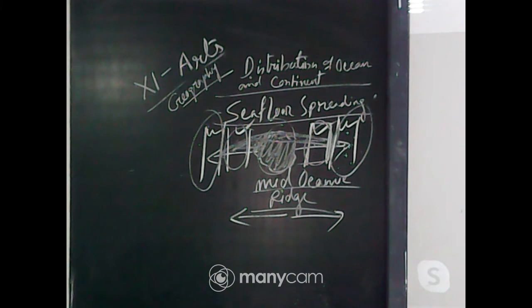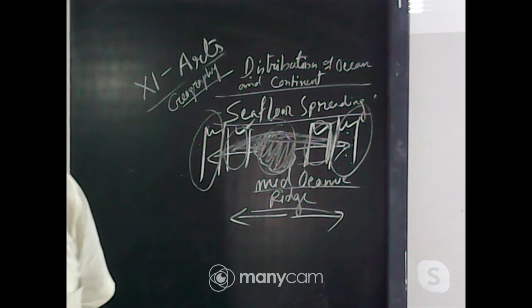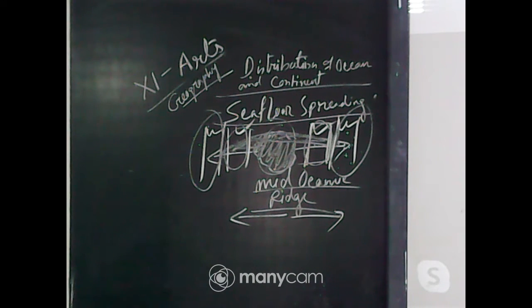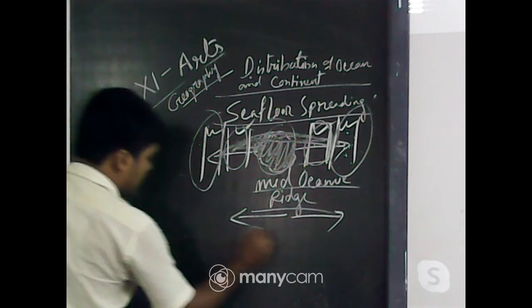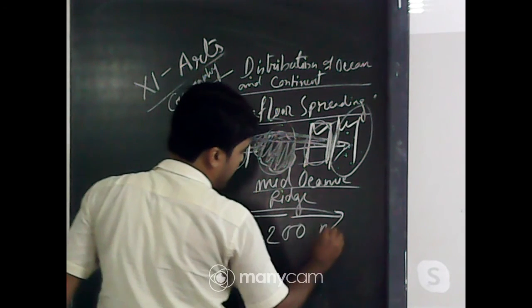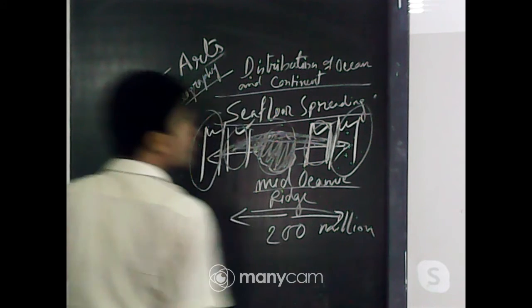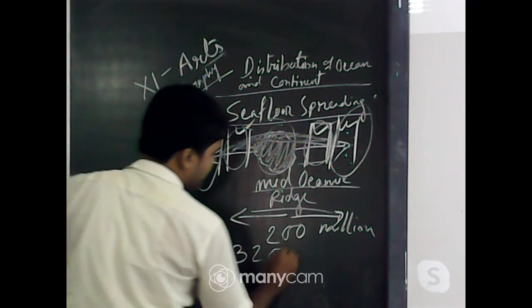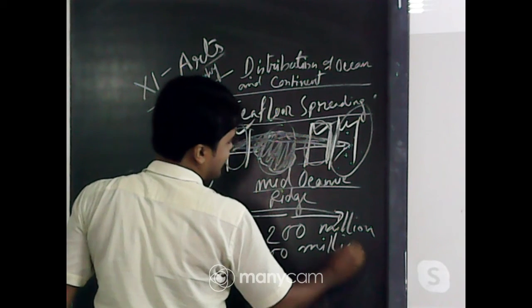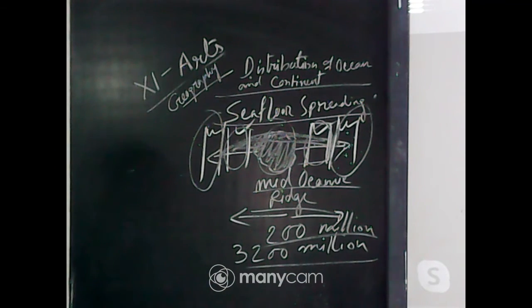The ocean crust rocks are much younger than the continental rocks. Understood? The age of rock of the oceanic crust is nowhere more than 200 million years old. Some continental rock formed 3200 million years ago. The oceanic crust, their age is 200 million, but continental crust is much older. So you understood this.